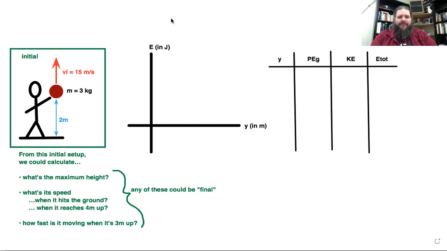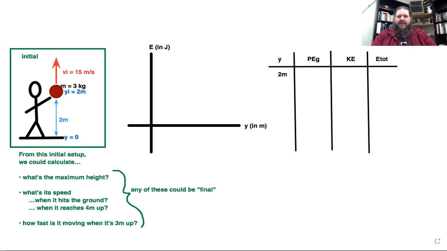So let's label that. Let's call ground level y equals 0. Then the ball's starting height would be y equals +2 meters. And we'll call that y initial. So filling that in, one of the y values we care about is 2 meters.